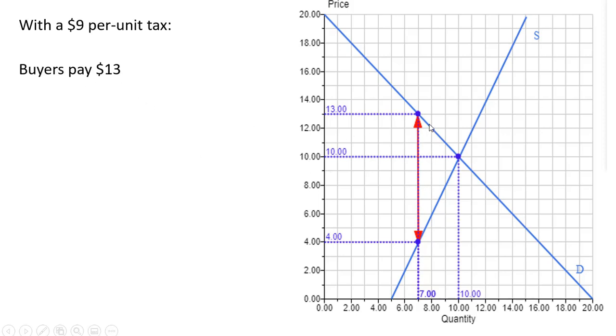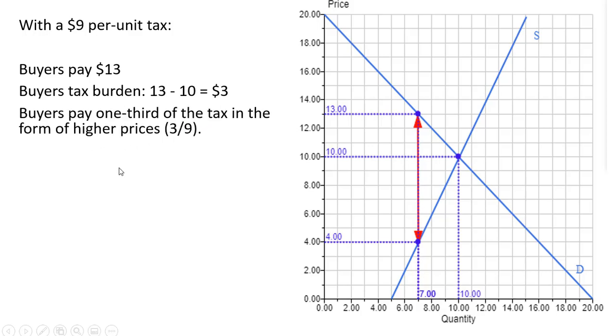So buyers are paying $13 when there's a tax in the market. The buyer's tax burden is 13 minus 10, 10 being the price without the tax. So buyers are paying $3 of this tax in the form of higher prices. So overall, buyers pay 1/3 of the tax in the form of higher prices, 3 divided by 9.